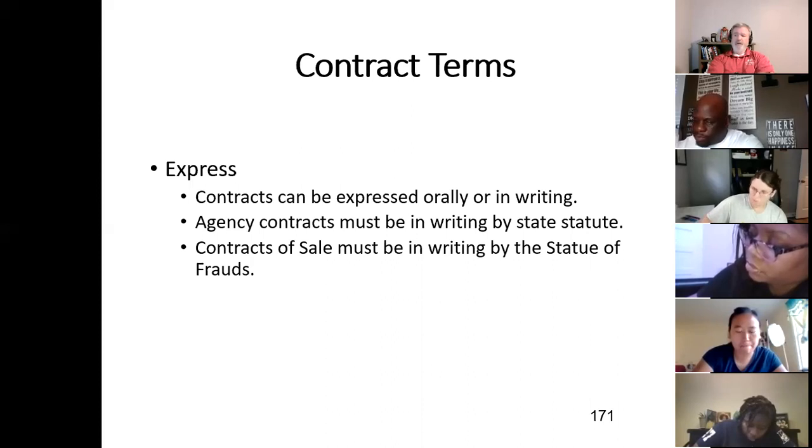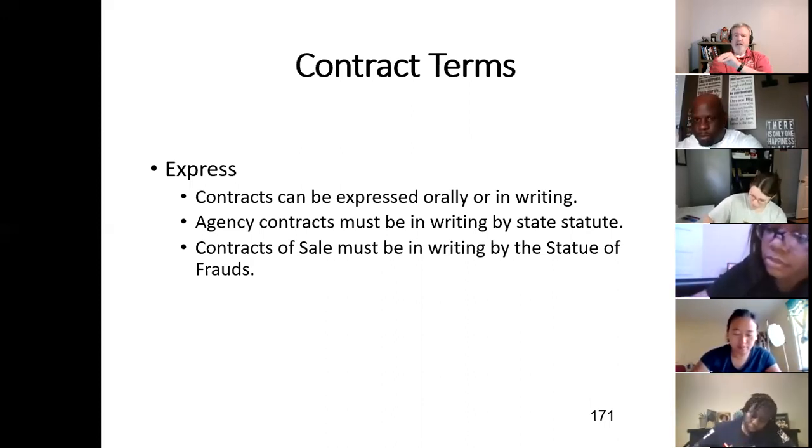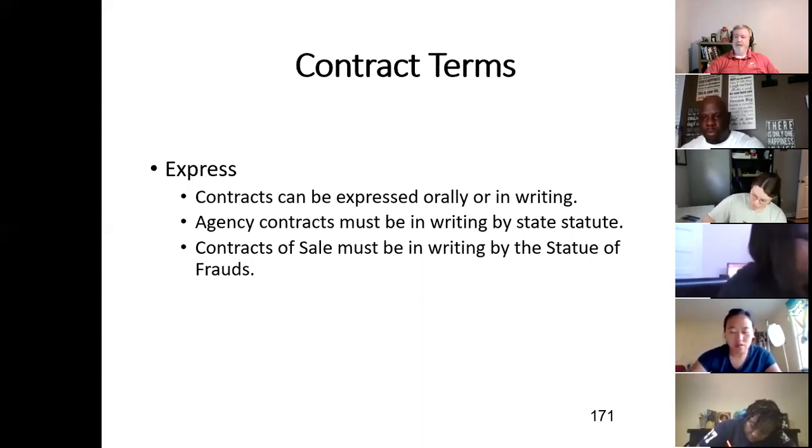But then you'll notice where it says contracts of sale must be in writing, that's due to what we call the statute of frauds. We're going to be talking about that some more in this chapter, the statute of frauds, that is. But for now, just know statute of frauds is a federal law. That's a national law. So basically, contracts of sale, if they're going to be enforceable, would have to be in writing. If they're not in writing, they're not enforceable. That's what statute of frauds means. But again, we're going to talk more about that as we go through the chapter.